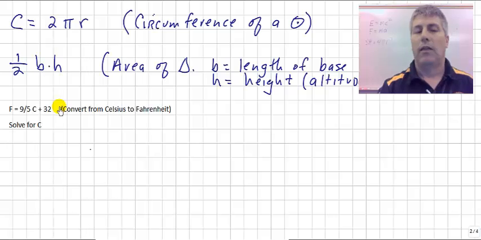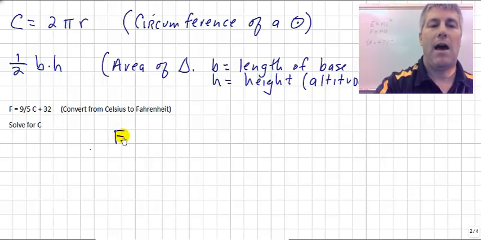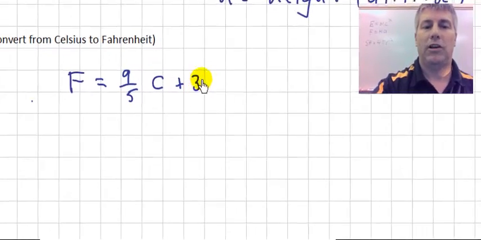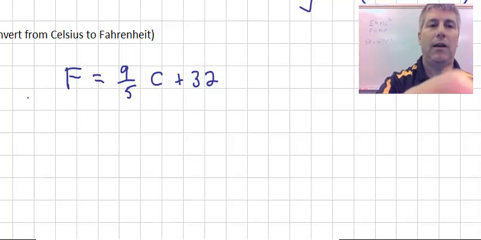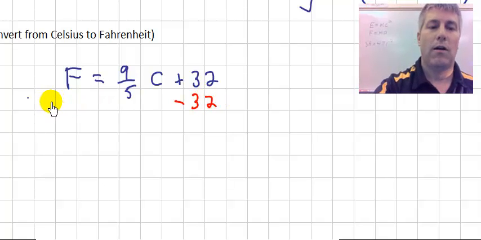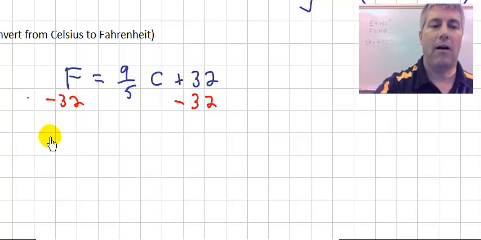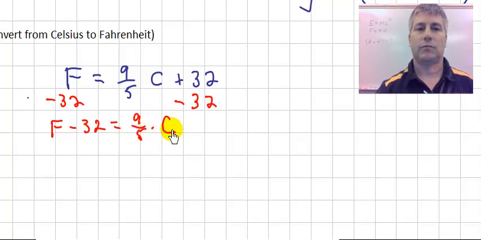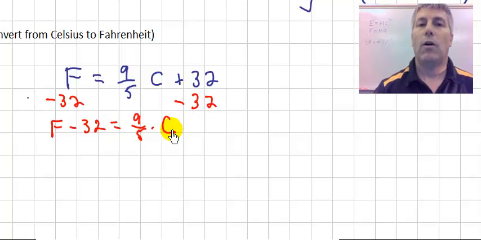Okay, so this particular problem where F equals 9/5 C plus 32, if we want to solve for C, well, let's go ahead and we will subtract 32 from both sides. Keep in mind here, our goal is to get C all by itself. So we end up with F minus 32 equals 9/5 times C.